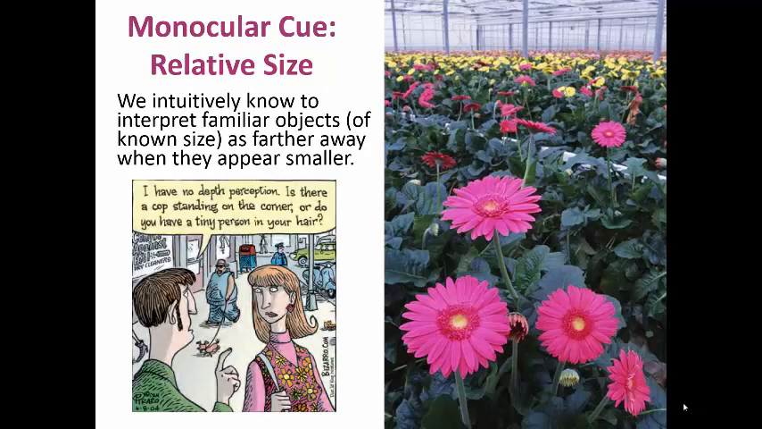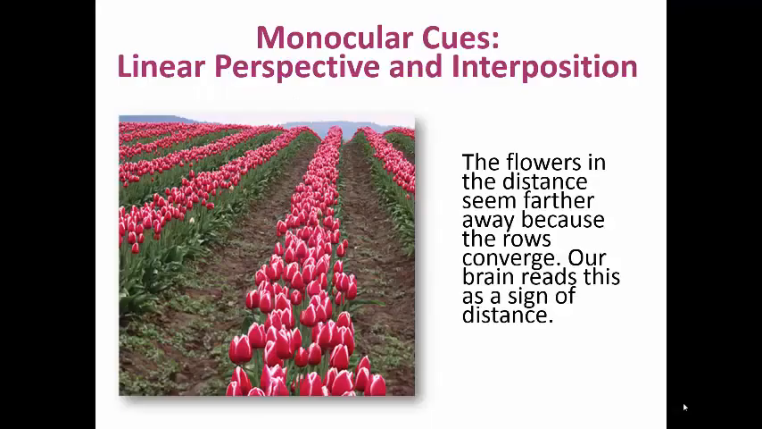We also look at relative size, so we intuitively know to interpret familiar objects as further away when they appear smaller. So if you look at the greenhouse picture on the right, we would think that the flowers in the back are further away than the flowers up front because they're smaller. And then the little cartoon says, I have no depth perception. Is there a cop standing on the corner, or do you have a tiny person in your hair?